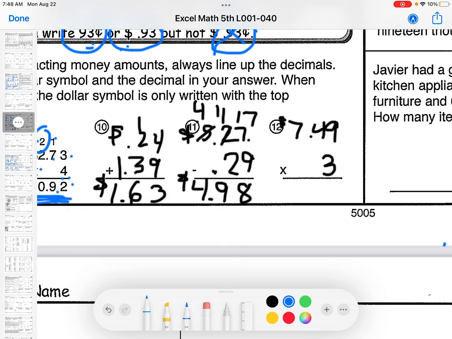Here we go. 9 times 3 is 27. Oops, that should be a 7. Regroup with the 2. 4 times 3 is 12, plus 2 is 14. Regroup with the 1. 7 times 3 is 21, plus 1 is 22. Decimal point, and make sure you get a $ sign in there. That's a 1 right there.